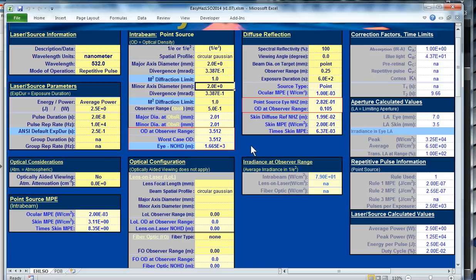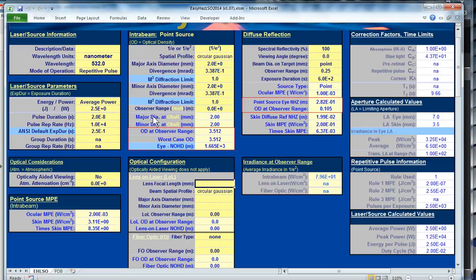Alright, so with this information in, we have enough to determine what OD we want. And it looks like 3.5 is our worst case. We have a 2 millimeter beam diameter going through a 7 millimeter aperture. So we're going to have 100% transmission through the limiting aperture. So even if we put our observer out, let's say 10 meters, we're going to see that it's still the same OD. So we can put this really at 0. It's 3.5. That means we're going to round up to 4.